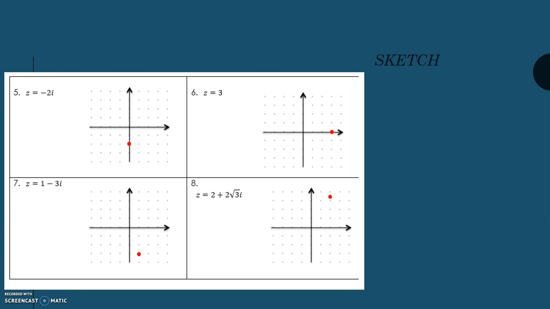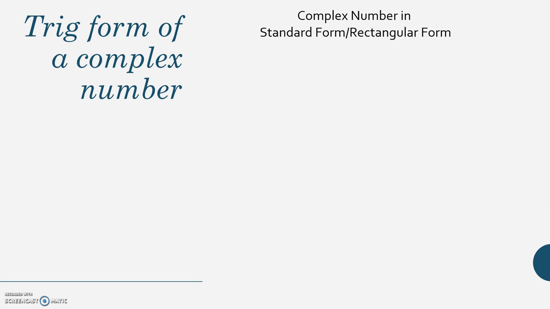All right, so let's get into the new stuff. If I give you something in standard form, we're going to convert it to rectangular form. What we have here is the standard form, z equals a plus bi. Again, that's your standard form of a complex number. If I want to know the distance of this complex number, it's essentially the distance from the origin.